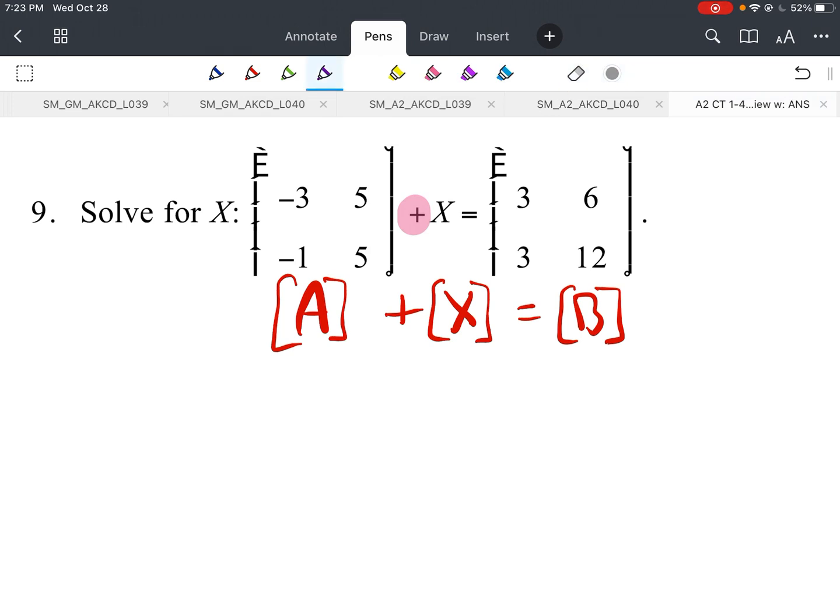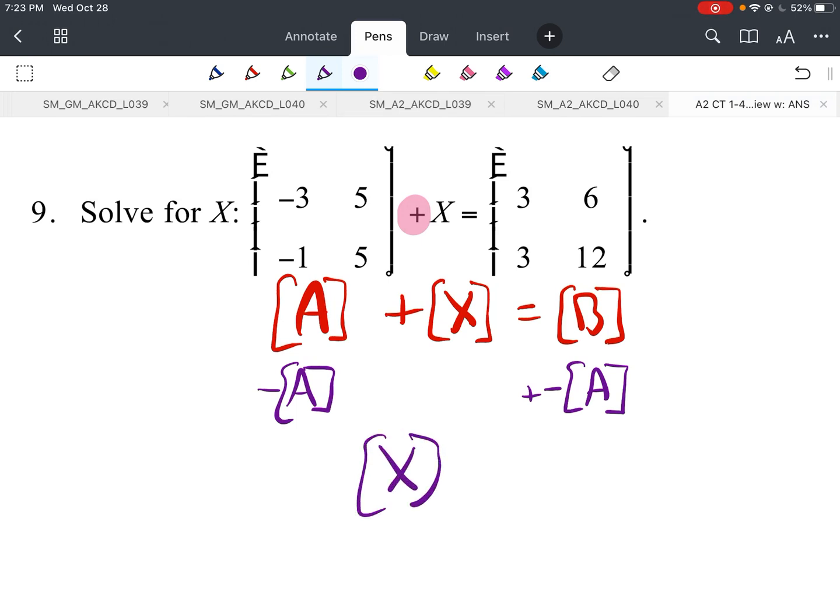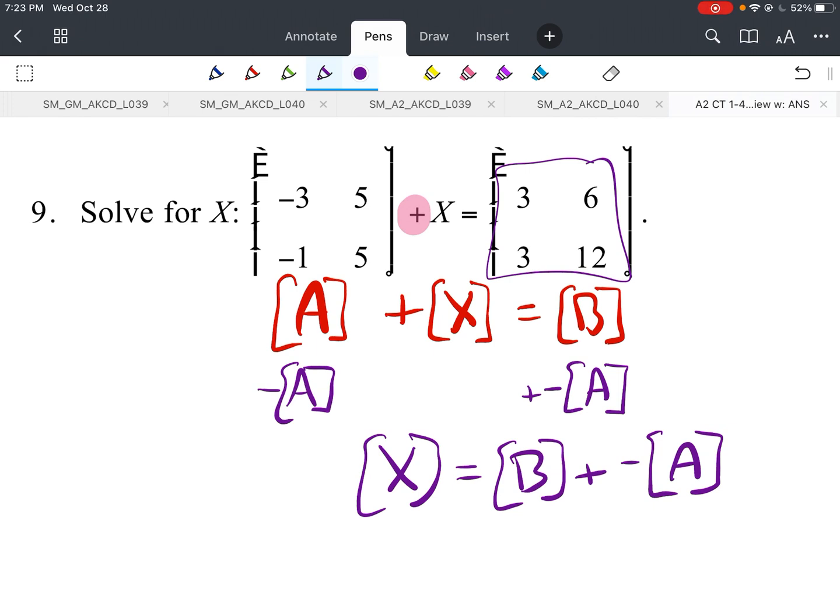Let me rewrite it over here. So plus a negative A. We say subtract A, but it's really negative 1 times the whole A. And then you get X by itself. So I get X here, equals B plus a negative A. So just treat these like variables and then go back and see what you're supposed to do. So I want B, which is all of this one here, and I'm going to subtract A, or multiply by the negative.